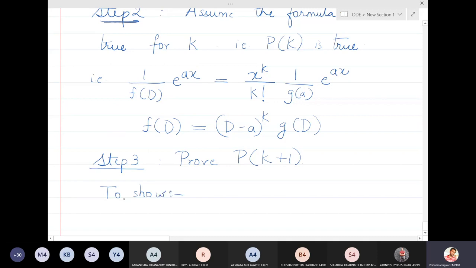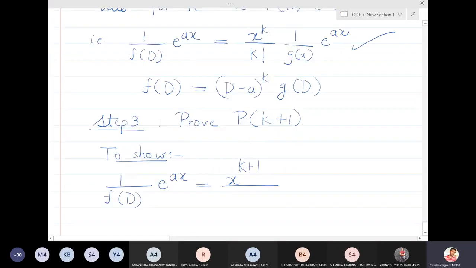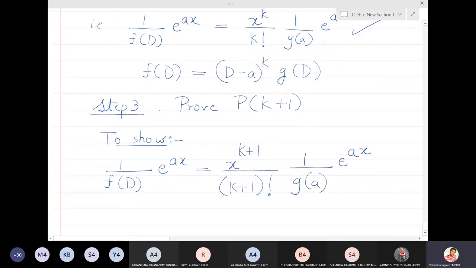What am I supposed to show? I'm supposed to show this formula is true for k plus 1. So I want to show that 1 upon f of D, e power ax, is equal to x raised to k plus 1 upon k plus 1 factorial, 1 upon g of a, e power ax. And this is what I want to show.